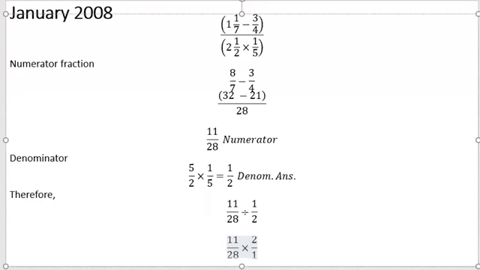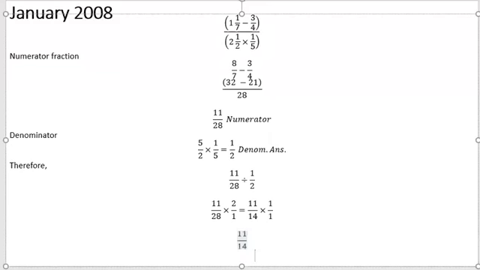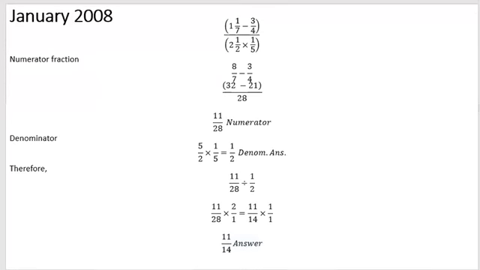Now we can simplify saying 2 into itself goes 1 time, 2 into 28 goes 14 times. So what we have is 11 over 14 multiply by 1 upon 1. So therefore, when you now do your calculation, you will get 11 over 14 as your answer. And that is your answer for January 2008.